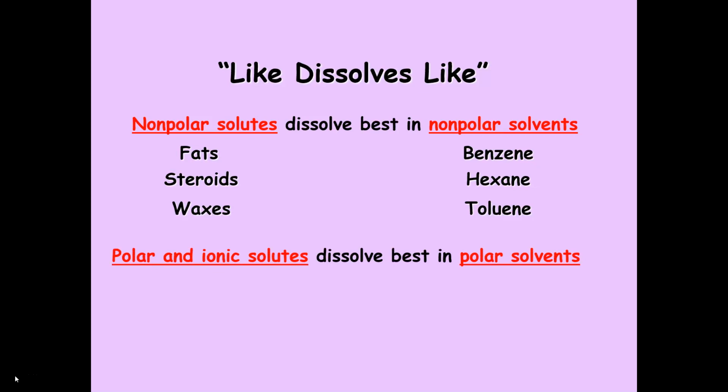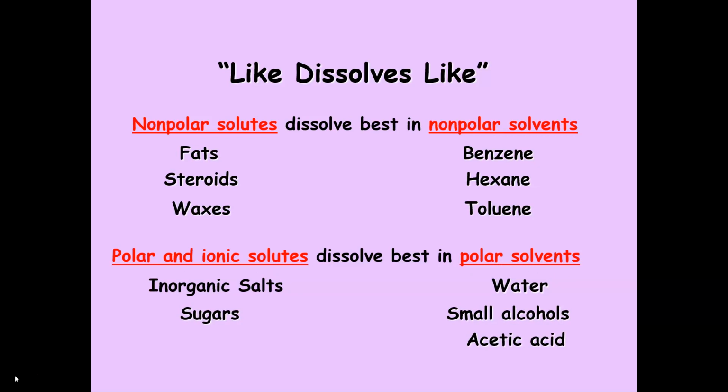And then, like we mentioned before, anything that is polar or ionic will dissolve in polar solvents. So polar, meaning it has positive and negative ends in a covalent compound. Ionic, you guys know what ionic is. That's cations and anions, or positive and negative ions. So if you have a polar solvent, it'll dissolve those things. So inorganic salts, that's like when we're naming ionic things, it's like sodium chloride, potassium iodide, any of those things where you have a metal and a nonmetal.